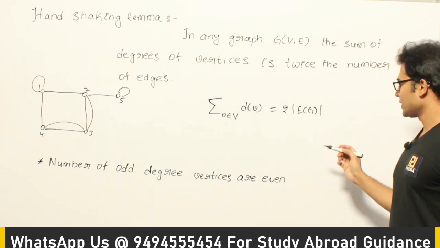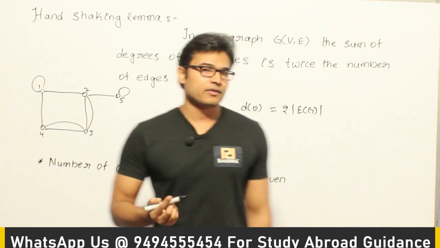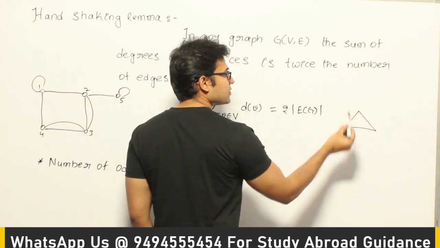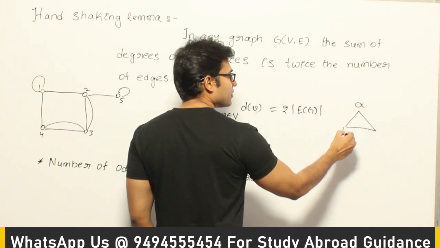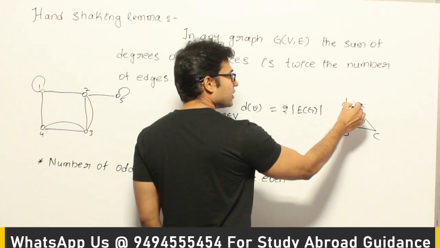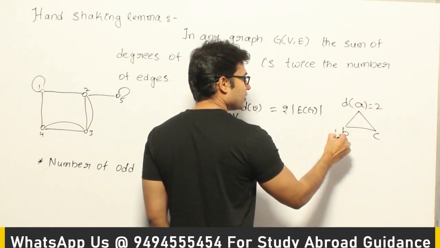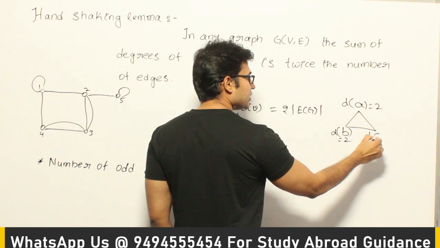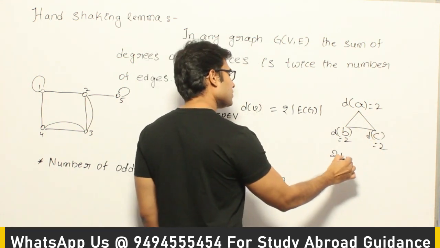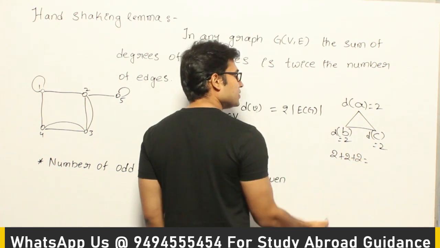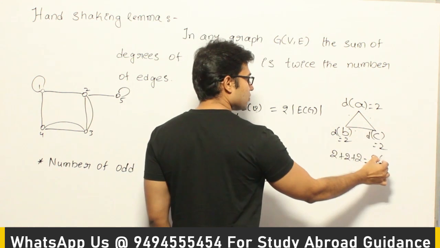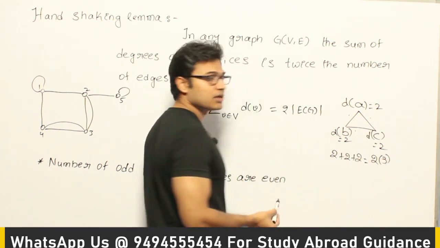I'll take a simple example and explain. Let's say there is a graph like this and there are three vertices A, B and C. What is the degree of A? Degree of A is 2, degree of B is 2, and what is the degree of C? 2. Now you sum up all the degrees, so it is 2 plus 2 plus 2. This is equal to twice the number of edges. How many edges are there? 1, 2, 3. So 2 into 3, which means 6, isn't it?